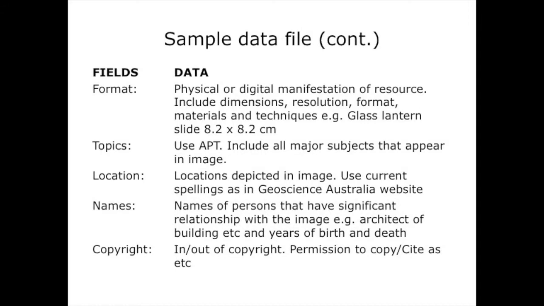Names refers to those persons that have a significant relationship with the primary subject of the image, such as architects of buildings, and so on. The next field refers to whether the image is in or out of copyright. Here is also where you would include instructions regarding citation or permissions to reproduce.